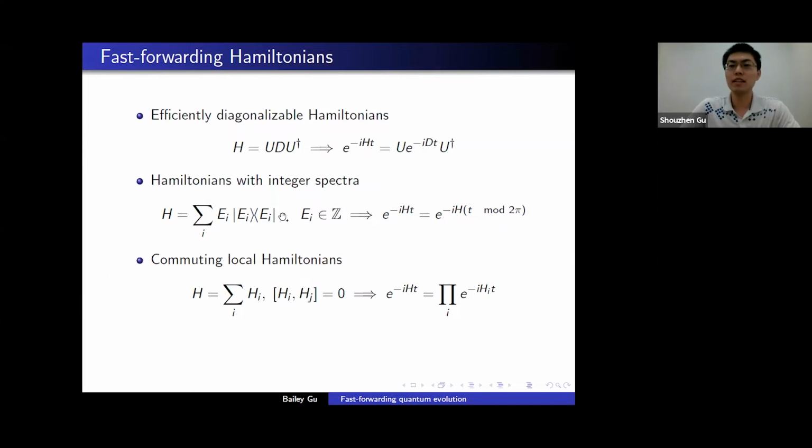Now, for generic simulation algorithms, a lot of the time what they do is divide up the entire time into small time slices like delta t, and then have some way of doing the simulation for delta t, and then combine all of these together to do the full simulation. But if you use such an approach, then it's going to have at least linear scaling in t, because that's the number of time slices that you have. So in order to do fast forwarding, we have to exploit some extra structure in the Hamiltonian to take a shortcut and get around this dividing up of the time into small slices. And that's what I'll do for the rest of the talk.